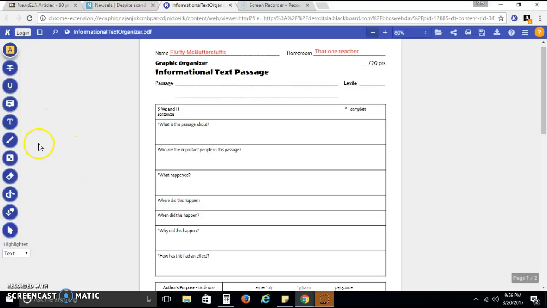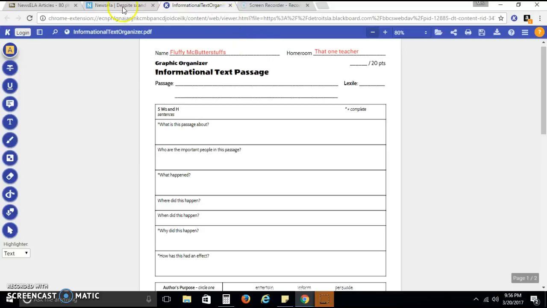So the first thing that you need to do is make sure that you put your name and your homeroom on your paper. I can't grade it if you don't give me that information. Before you begin doing anything on your paper, you need to figure out what article you're going to use and record the passage name and, if possible and available, the Lexile level of the article.